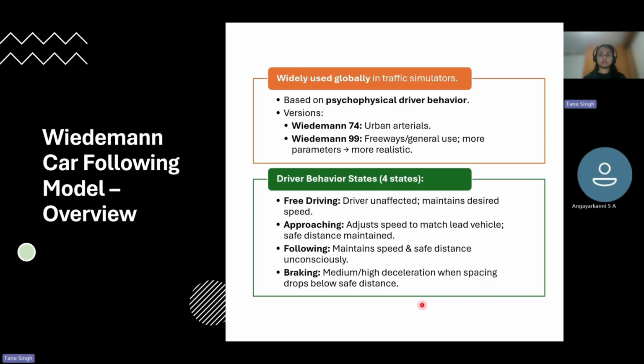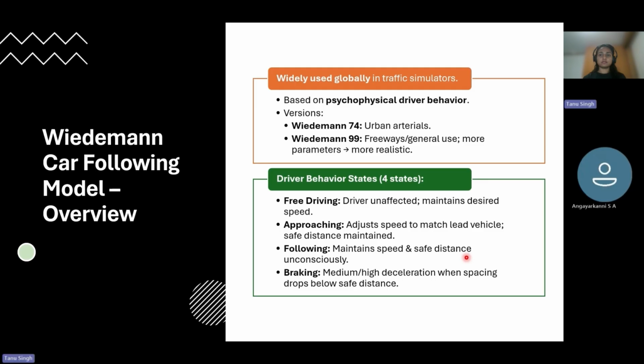First is free driving. The driver is unaffected by other vehicles that are in the traffic stream and travels at a desired speed. Second is approaching, a condition when the driver slows down to match the lead vehicle, maintaining a safe distance between the two. Third state is following, where the driver maintains speed and spacing without deliberately applying acceleration or deceleration. So this is the following state.